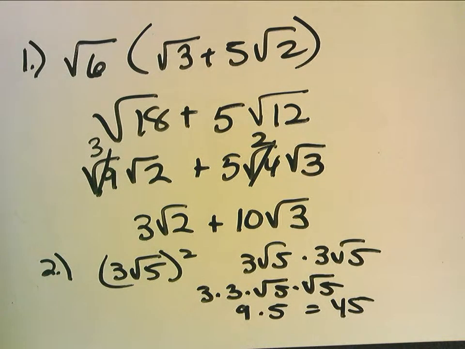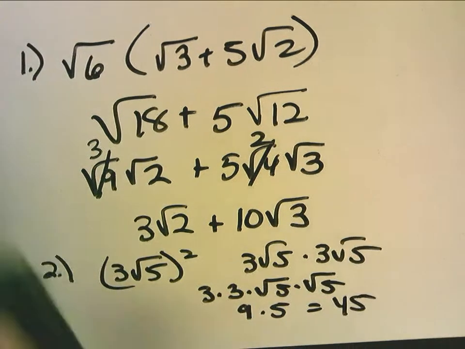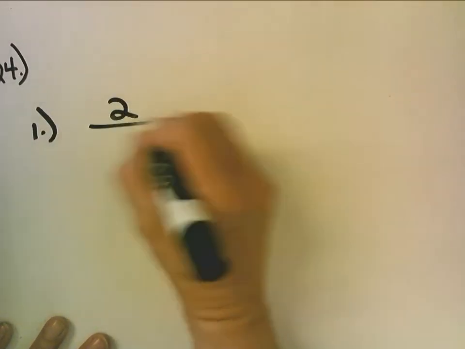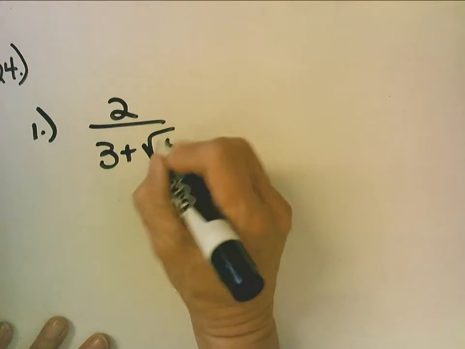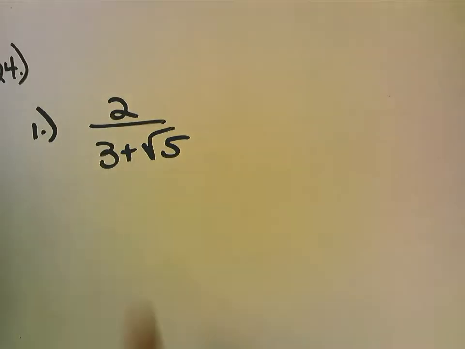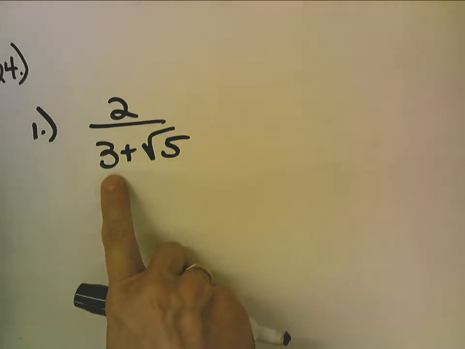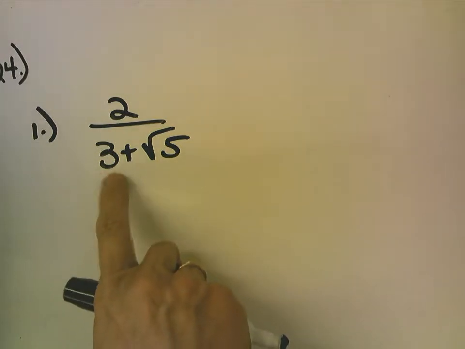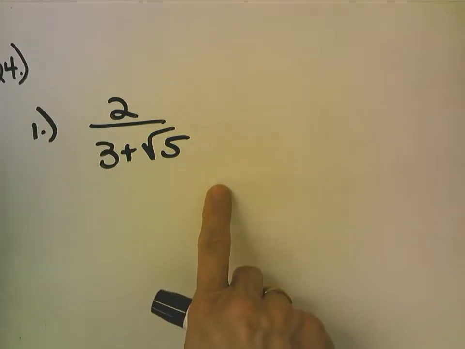Okay, so now we're going to turn the page and we're going to go over how to simplify a radical with conjugates. So turn to page 24. And let's look at number 1. We have 2 over 3 plus root 5. Now, if I multiply this by root 5 over root 5, I am not clearing the denominator of a radical because I'm going to end up with 3 root 5 plus 5.